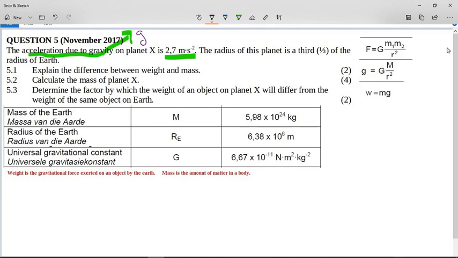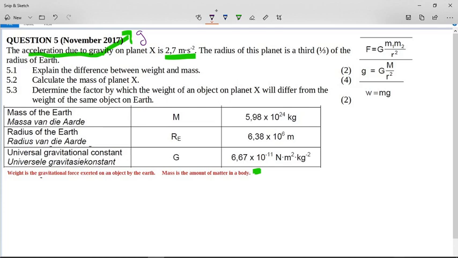So this planet is much smaller than Earth, and its gravitation is less than on Earth, because on Earth little g is 9.8. It says to you, explain the difference between weight and mass. So if you look down here, you can see this is what the memo says, but you should know that weight is a force, it is a vector, mass is a scalar.